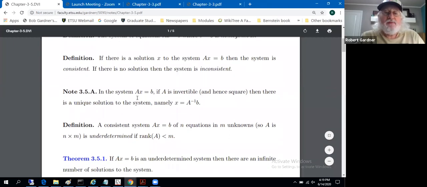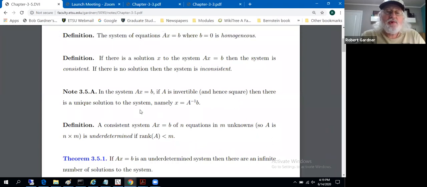Okay, in the system Ax equals b, if A is invertible, so it'd have to be square, have to be full rank, then there's a unique solution to the system, and we can see what it is. It's just x equals A inverse b. So if A is invertible, we just multiply both sides by A inverse on the left, and x must be A inverse b. So unique solution, there's what it is.